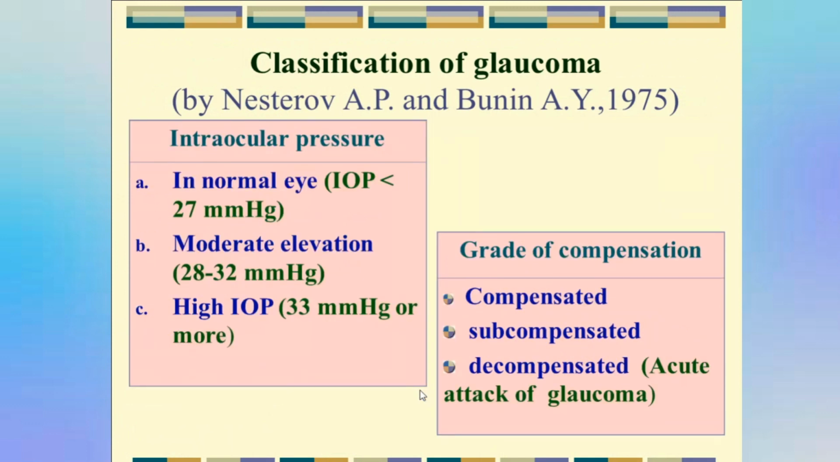Also, we can classify glaucoma according to intraocular pressure. Normal intraocular pressure is less than 27, moderate elevation is 28 to 32, and high intraocular pressure is more than 33.